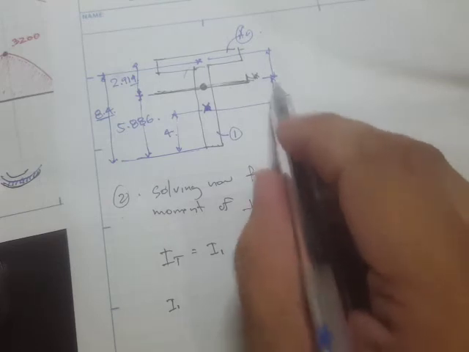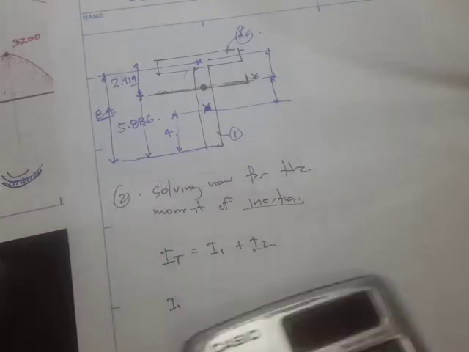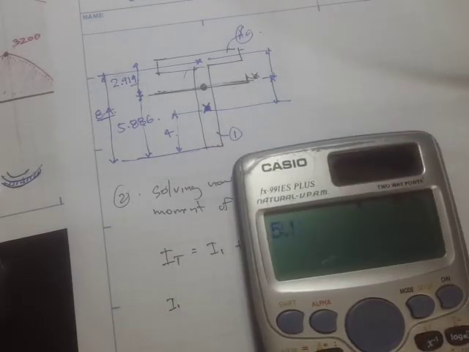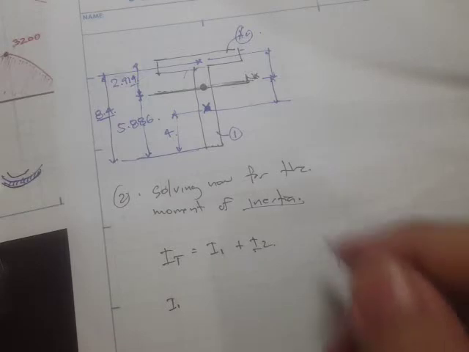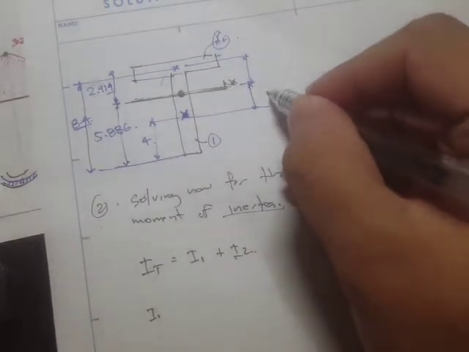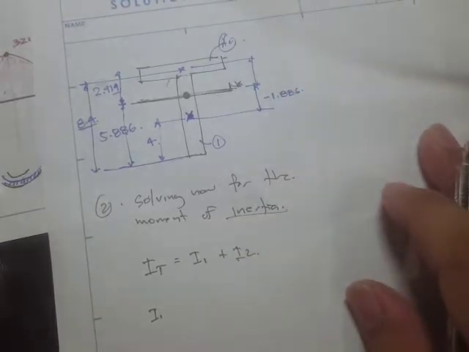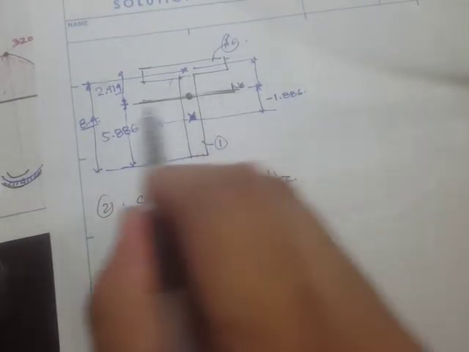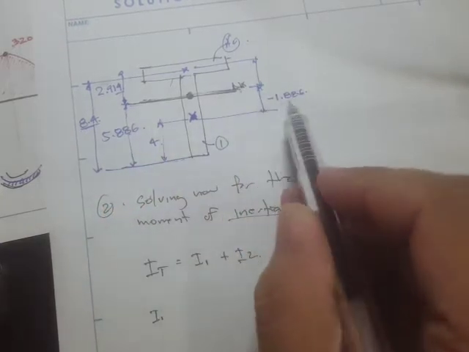this distance right here is just simply 5.886 minus 4. So we have 1.886. So let's write it here. 1.886, and this is negative. Why? Because from this reference line, this one goes downward, so that must be negative.